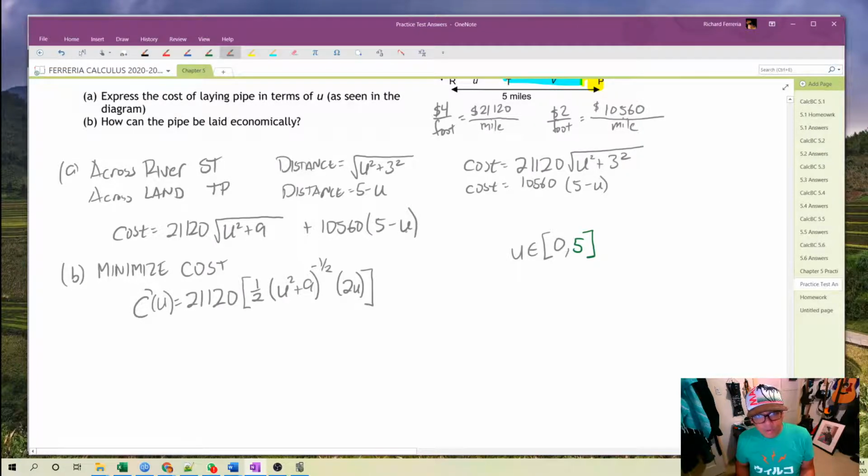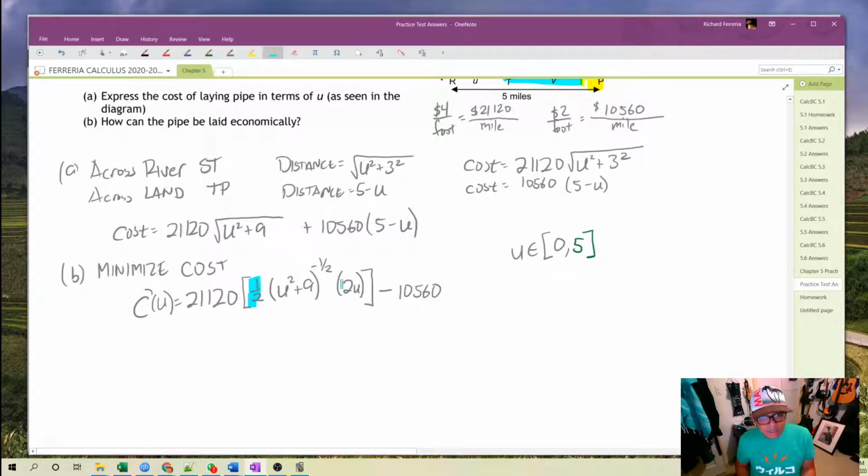And then the derivative of this, well, when you distribute, this is 10,560 times 5. Since it's constant, the derivative is 0. And then over here, 10,560 times u, and the derivative of that is just 10,560. So this is our derivative. That looks pretty gnarly.